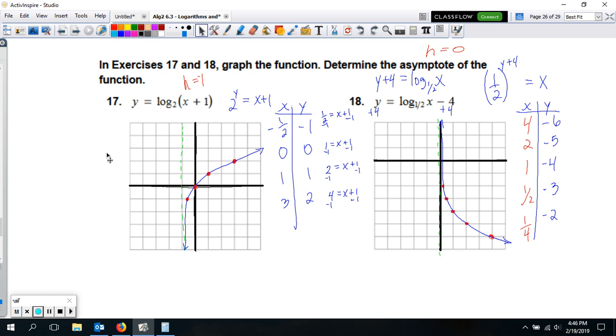Alright, so that does conclude 6.3's lesson as we introduce the logarithms. We'll get into more things with logarithms, with properties and solving equations here in a little bit on the next couple lessons. So I will see you in class.